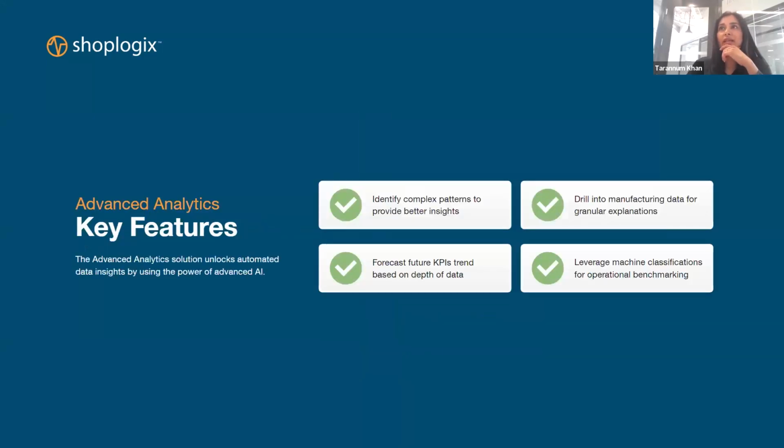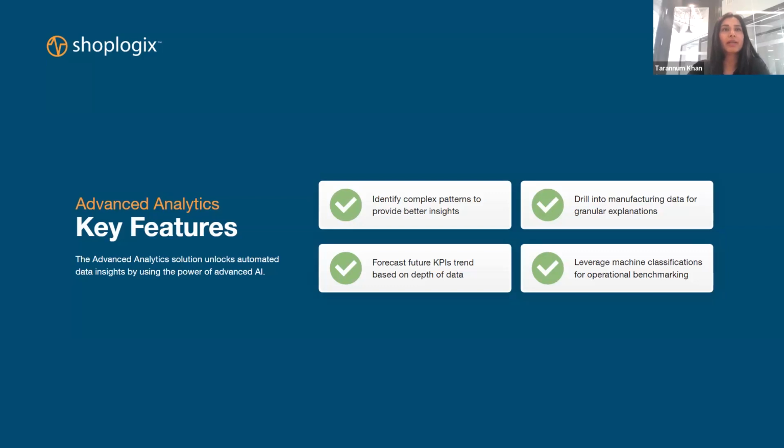Some of the key features of advanced analytics can identify complex patterns to provide better insights. So things that could be missed by a person, it's really going to the depth of your data, looking at behind those charts and graphs and tables and starting to identify patterns that exist in the data. It also drills into manufacturing data for granular explanations. So there's a feature, as you'll see in our demo slide, that starts to explain the relationship when there is a change in your data. So what is the reason? What are the explanations that can be found behind the reasons for the change in your data over time?